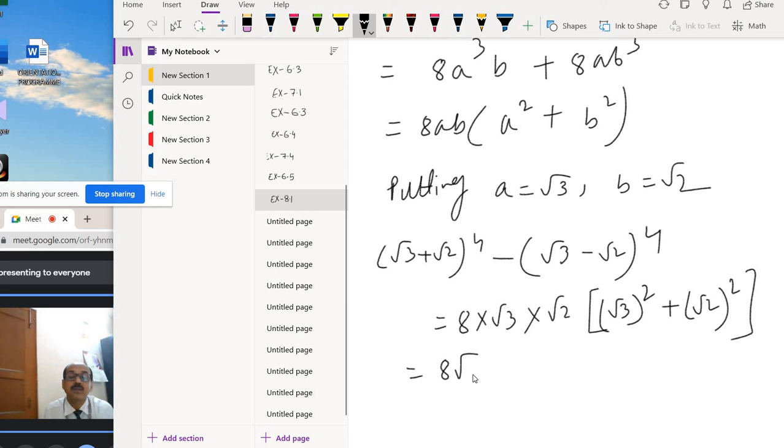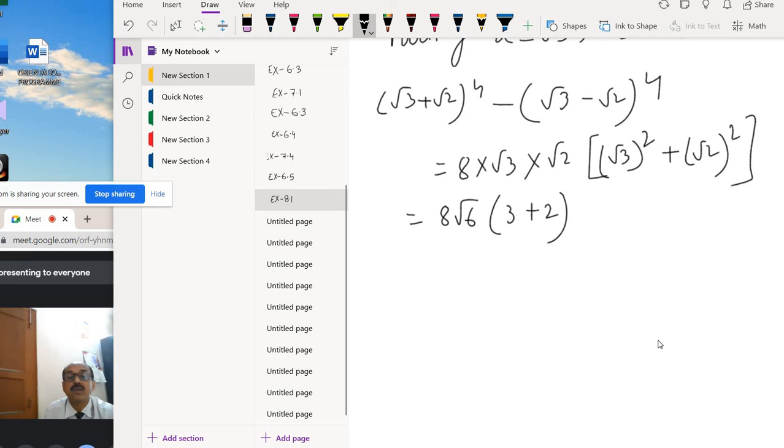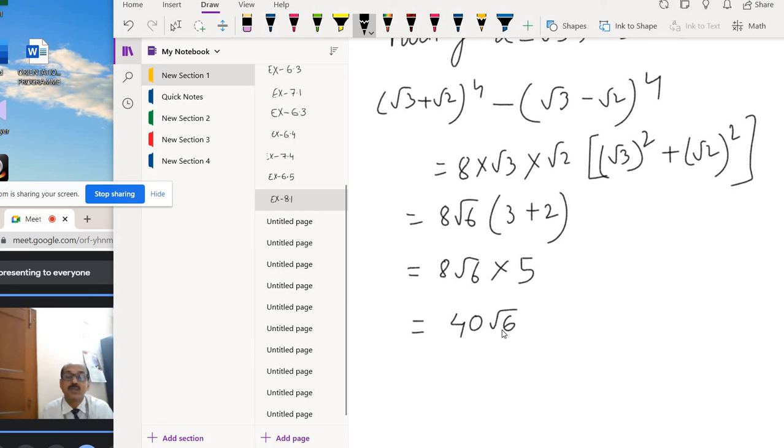In the bracket it will be 3 plus 2, that is 5. Then 8 root 3 into root 2 is 8 root 6, into 5, which is 40 root 6. This is the second part answer.